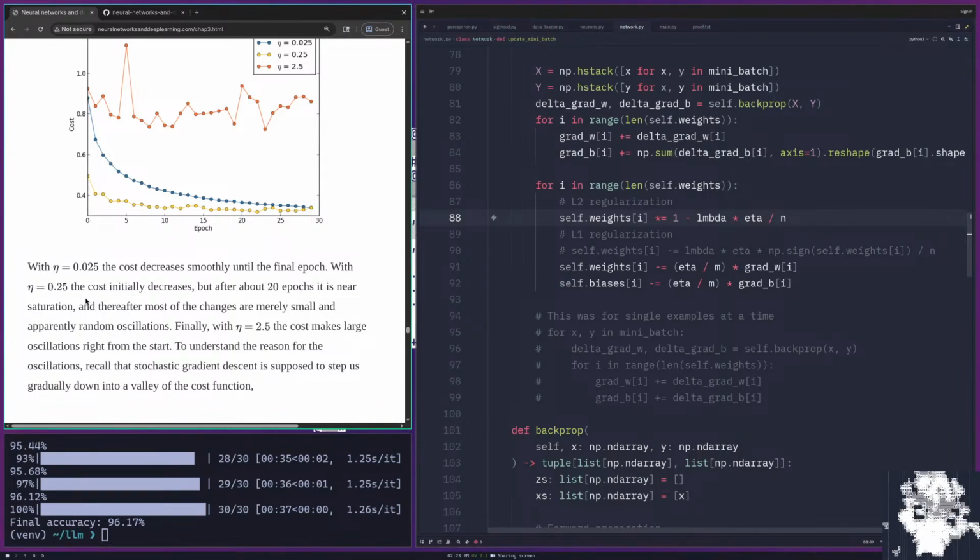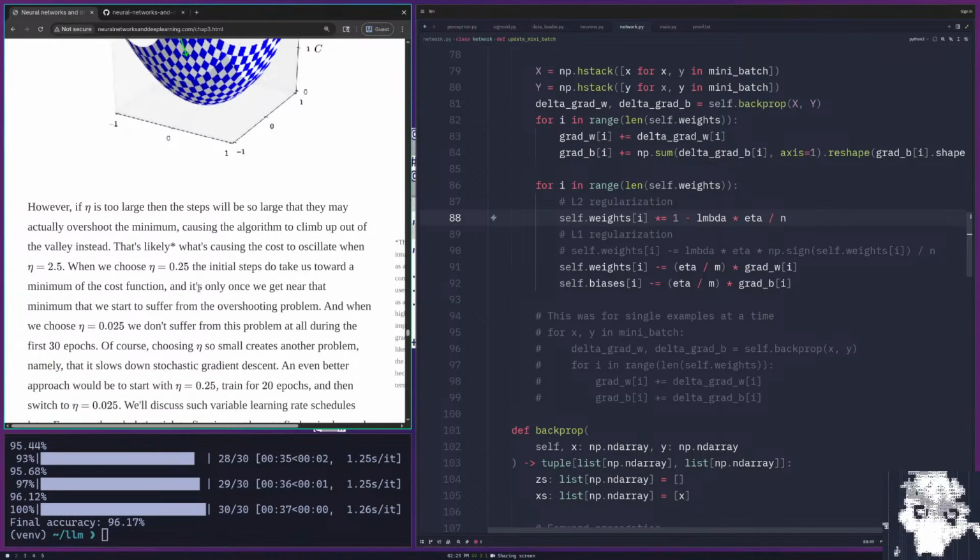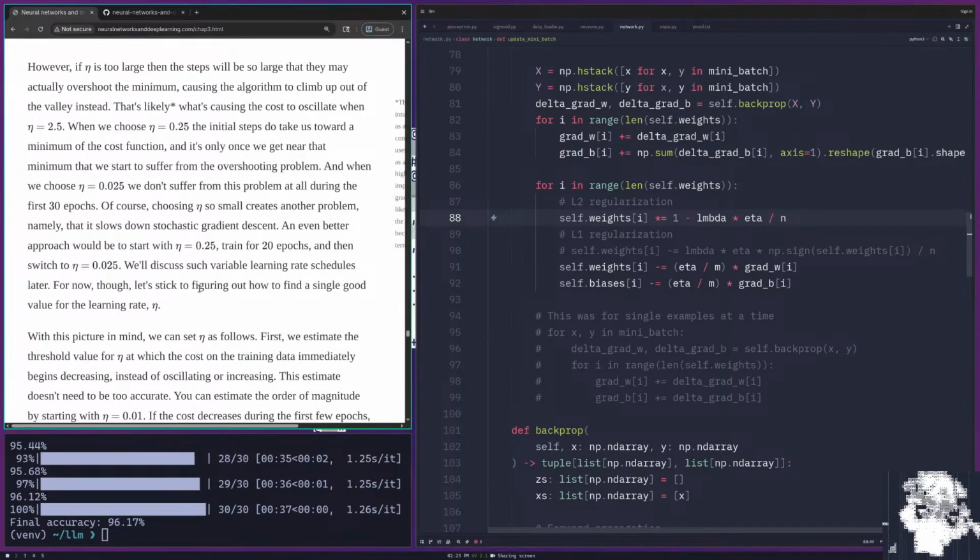To understand the reason for the oscillations, recall that stochastic gradient descent is supposed to step us gradually down into a valley of the cost function. However, if eta is too large, then its steps will be so large that they may actually overshoot the minimum, causing the algorithm to climb up out of the valley instead. That's likely what's causing the cost to oscillate when eta equals 2.5.